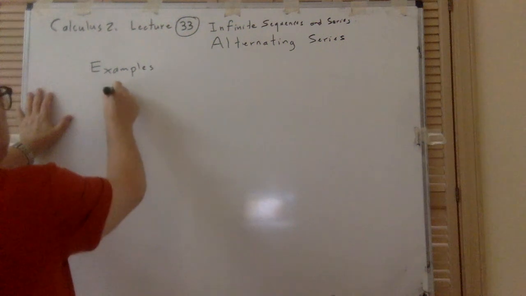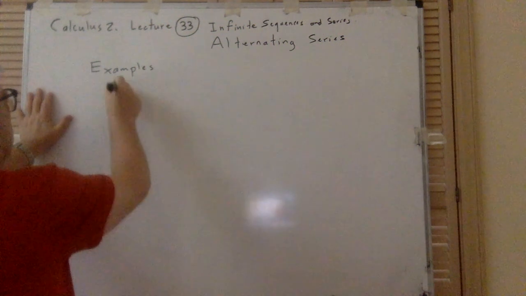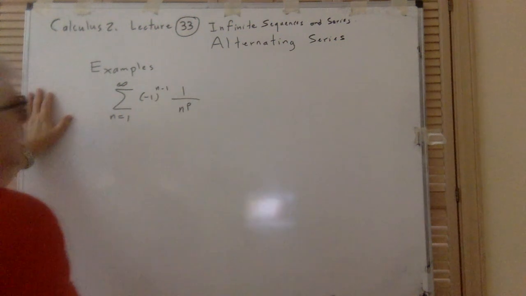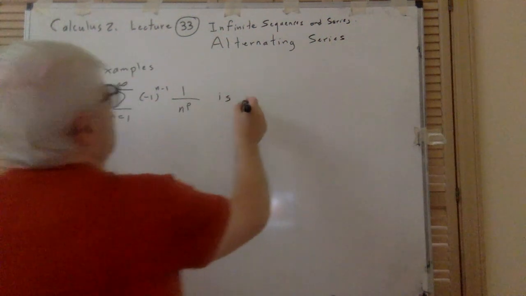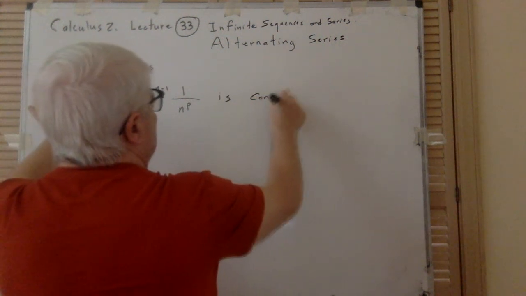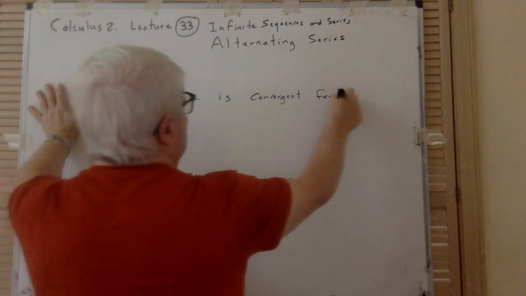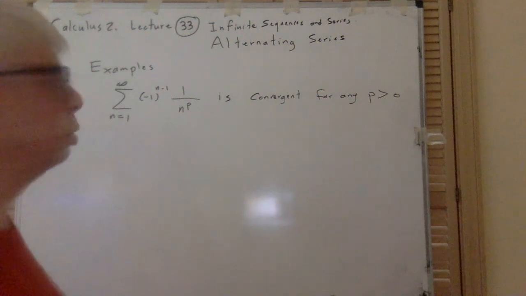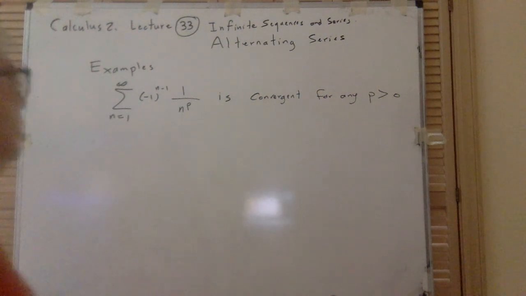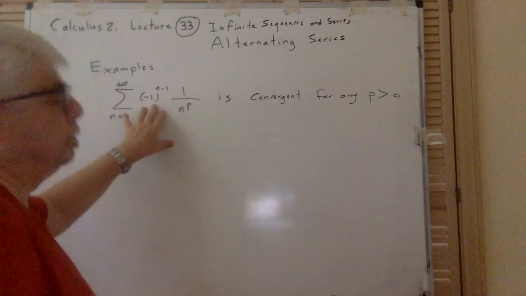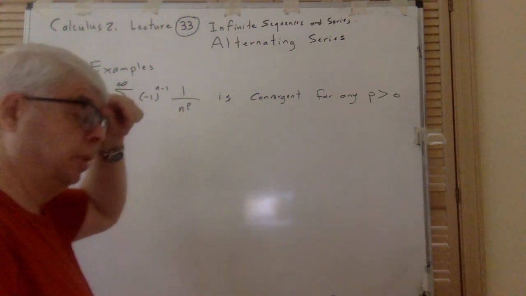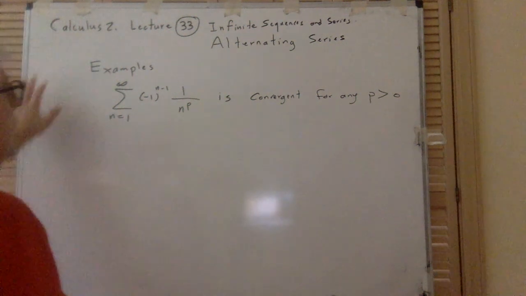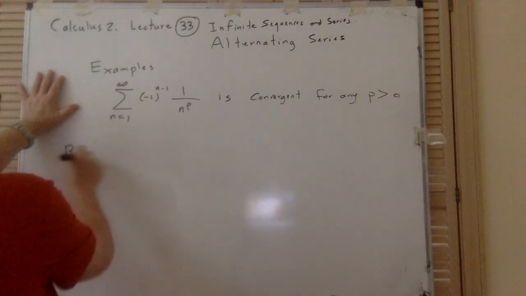The series sum from n equals 1 to infinity of (-1)^(n-1) times 1 over n to the power p is convergent for any p bigger than 0. This might be a surprise to you, because if it's not alternating, it depends on p. But when it's alternating, no matter what p is, it is convergent. Why?